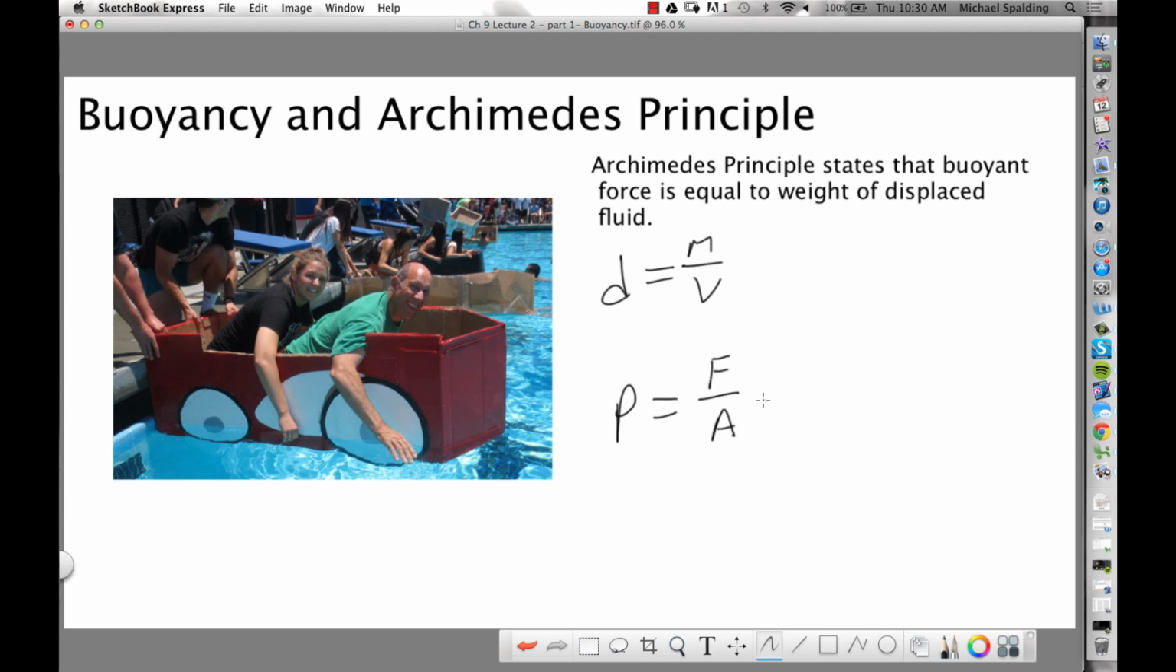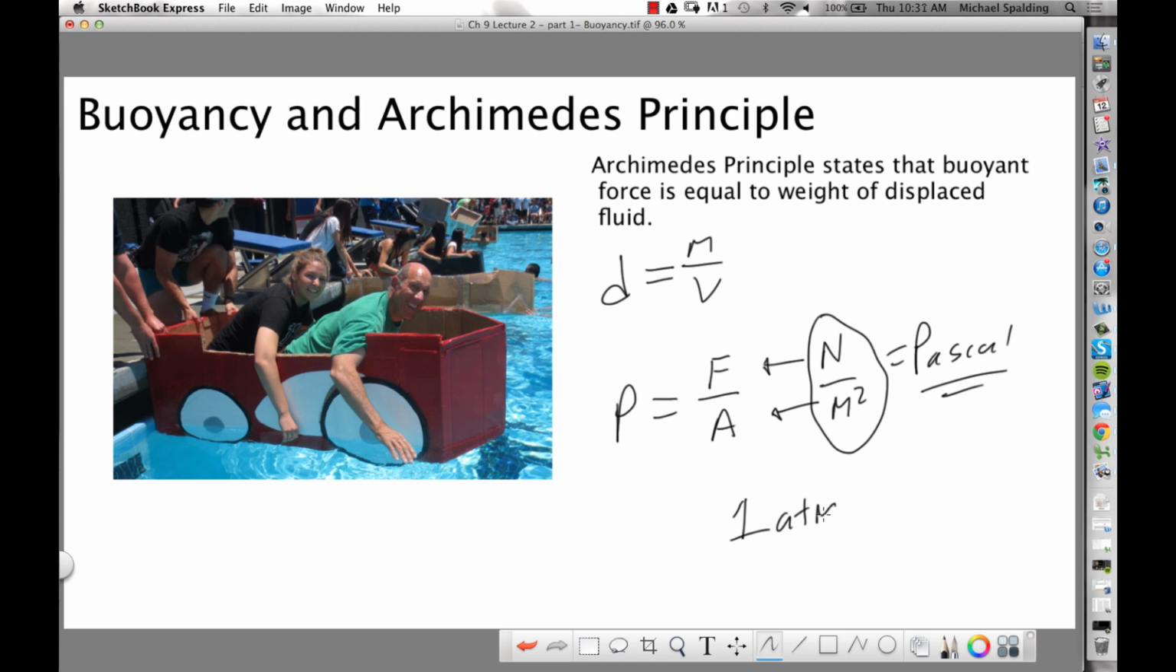You know, in everyday life, outside this room, it's PSI, right? Because you could measure force in pounds, and then you could measure area in square inches. That's referred to as pounds per square inch. But that's not metric. In physics, what do we use for pressure? Force is newtons, area, meter squared. What's a newton per meter squared called? Pascal.